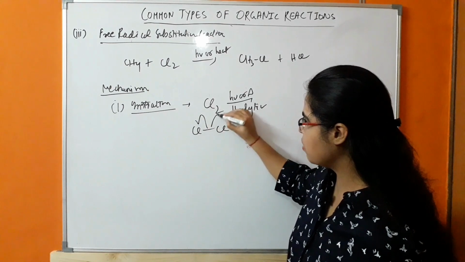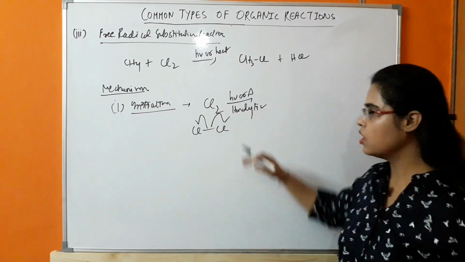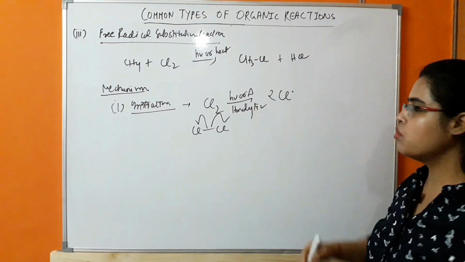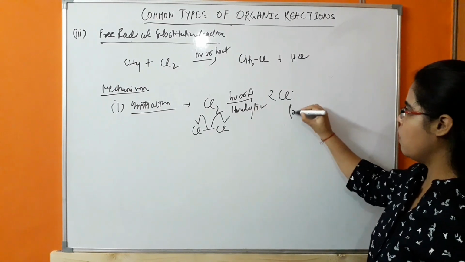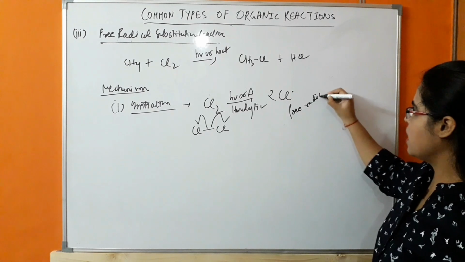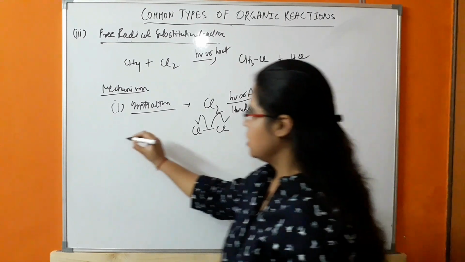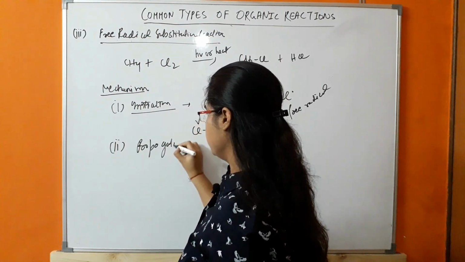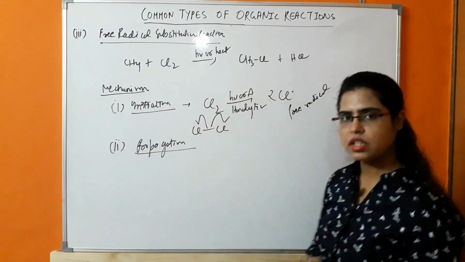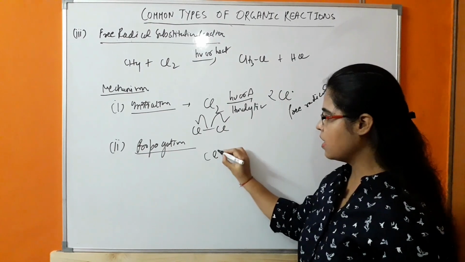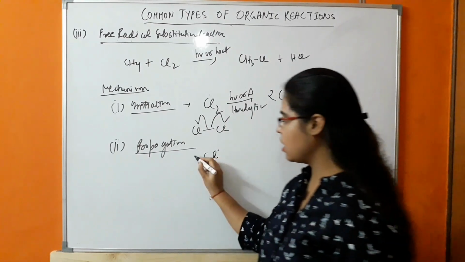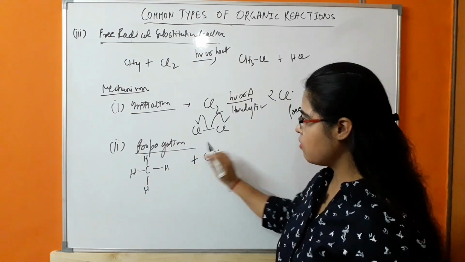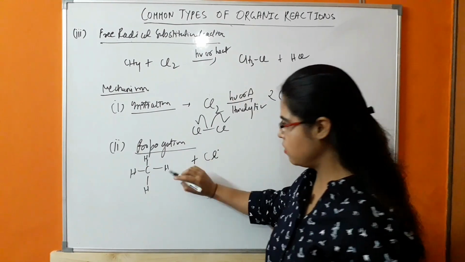Each chlorine atom will be taking one electron by the help of homolytic fission. So there will be the formation of 2 chlorine free radicals. Odd electron system will be known as free radical. Second step is propagation. In propagation, this chlorine free radical attacks the methane. This free radical will attack this hydrogen.